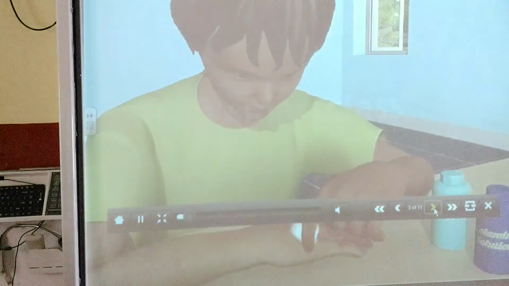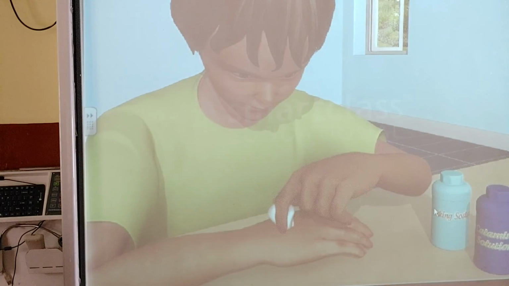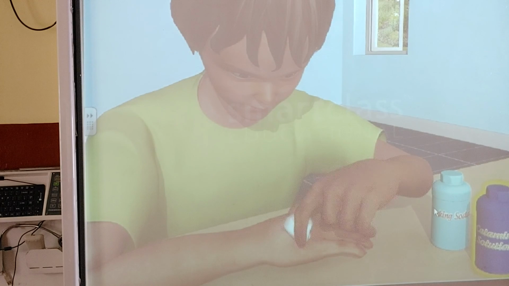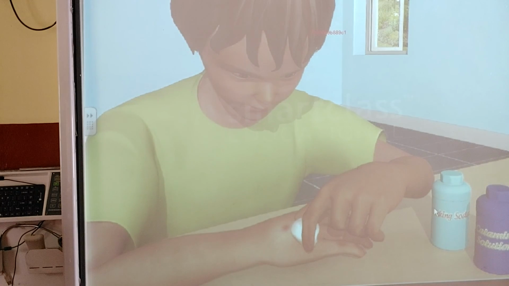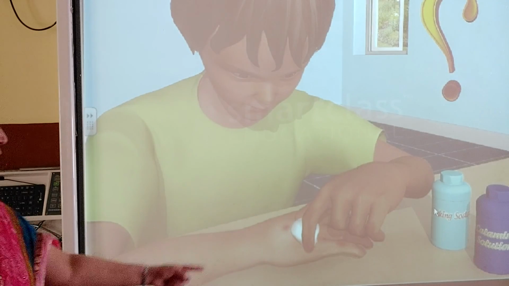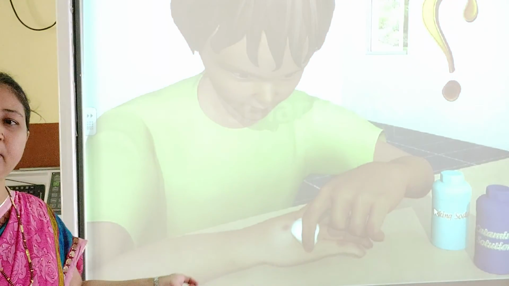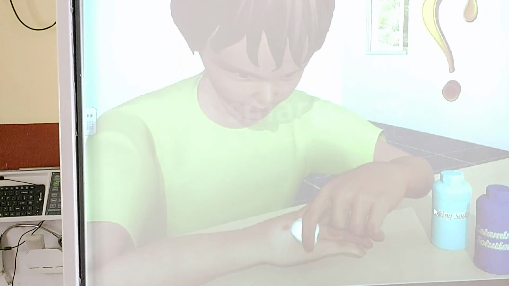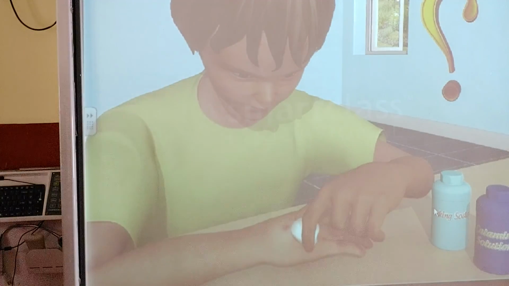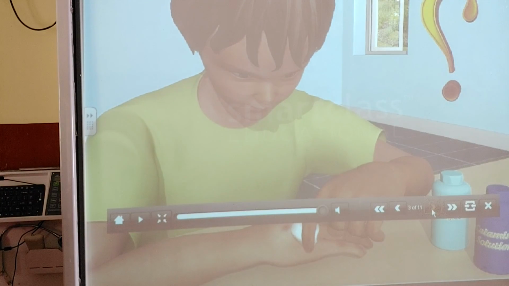To soothe the pain and itching from an ant bite, usually moist baking soda or calamine solution is applied to the bite area. Why? Well, let us find out. So when an ant bites, what do you add? Baking soda or calamine solution is applied on that part of the hand.